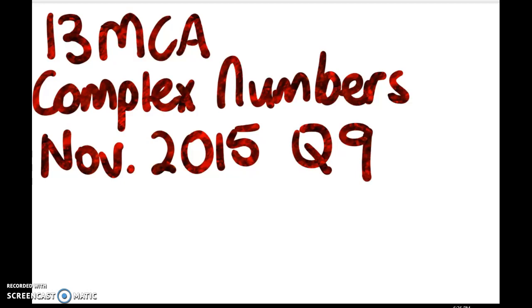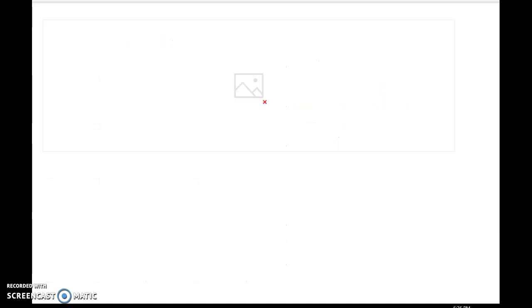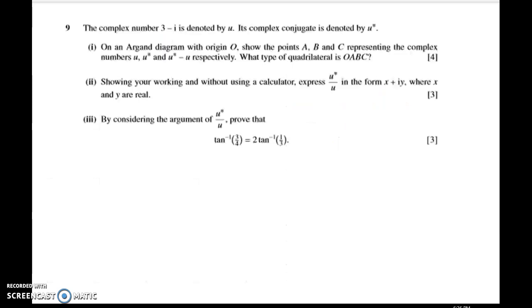I should have said on there that it's paper 31. So this is the question. It's got 3 parts and it's worth 10 marks. Again, I don't think it's too bad, not compared to some of the other ones we've been looking at lately.